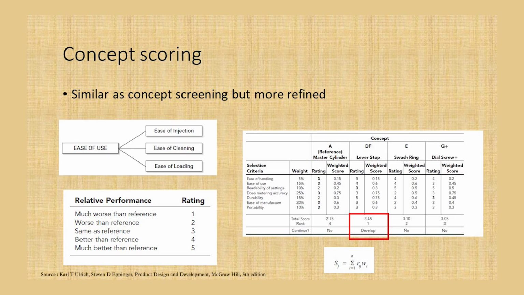Multiply this 3 with 0.05, it gives you 0.15, and likewise for each selection criteria you get a score. Add it up, and the total score for concept A is 2.75. Total score for concept DF is 3.45. If you do that, you see that concept DF is better. Follow? You understand the difference between concept screening and concept scoring? It is more fine grained. So, this is the one we choose to develop, concept DF, a combination of D and F.